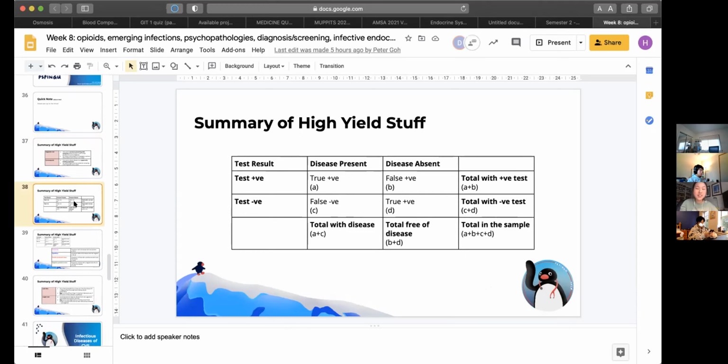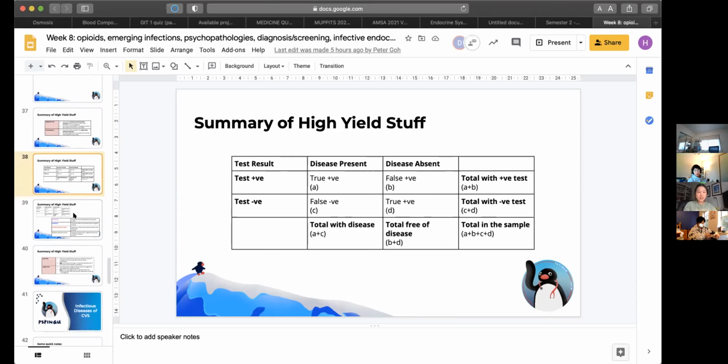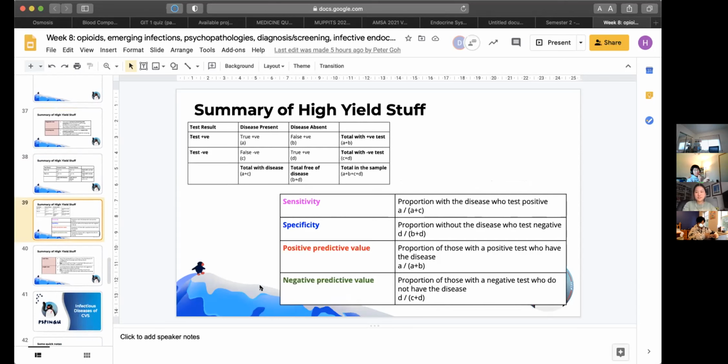This is the very high yield stuff, guys. This is the maths, the positive predictive value and so on. You get a table and you have to do some fraction calculations. This is 100% going to be on your exam, and there'll be 4 or 5 questions. I think it's an EMQ. It's always: what is the sensitivity? What is the specificity? What is the PPV? What is the NPV? 4 marks every single time.